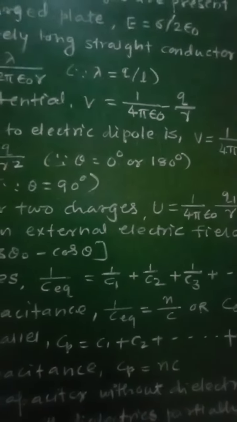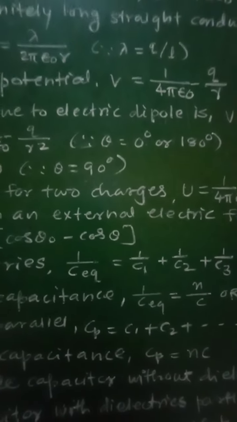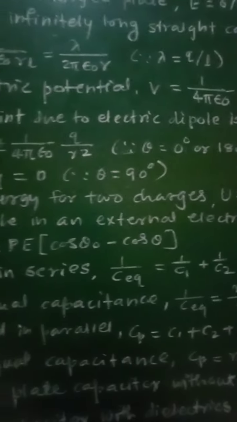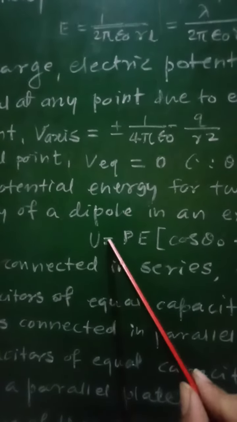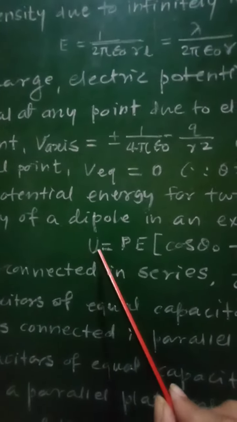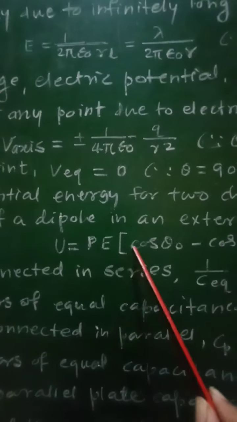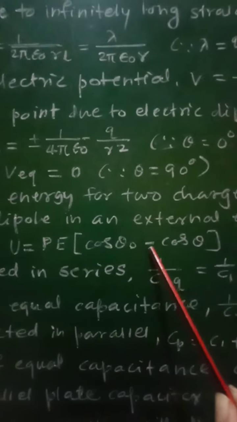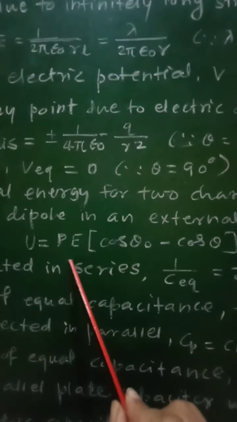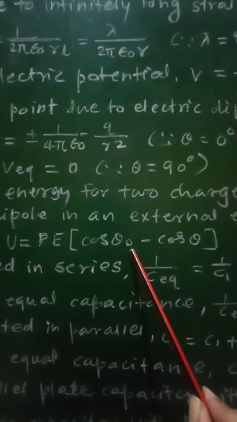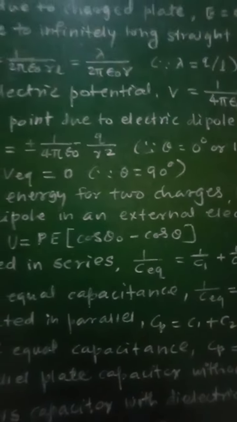So if any electric dipole is placed in an external electric field, then the electrostatic potential energy will be U equal to PE into (cos theta 0 minus cos theta).